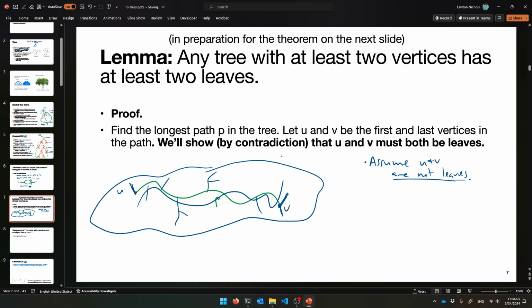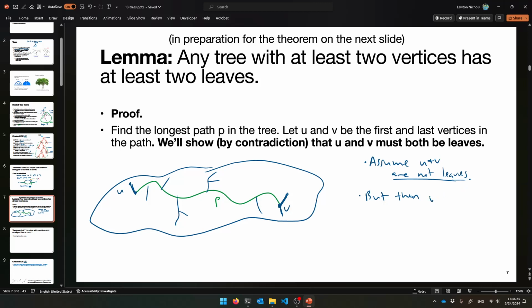But then we have a longer path, because you could just go through those that led you to a leaf. Leaves aren't connected to anything else, so there's nothing further. You could have made that path longer by following it to those leaves. So U and V must have been leaves. Otherwise we'd have a contradiction, because if U and V weren't leaves, you could have followed them to their leaves and made the path longer than the one you were saying was the longest.